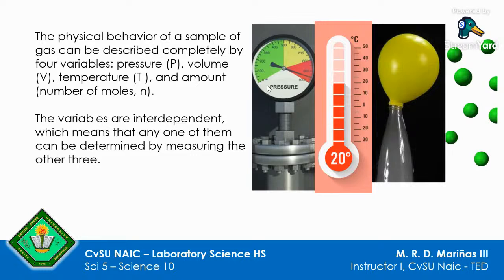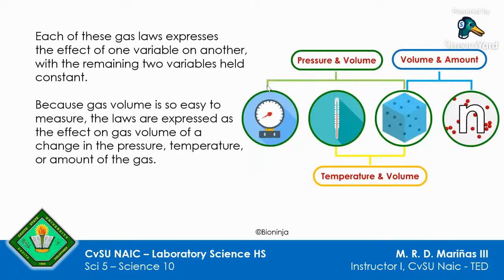So ibig sabihin, these four variables, once na alam natin yung mga values nila or at least three of those values, pwede nating makalkula kung ano yung natitira pang mga variables na kailangan nating i-solve sa mga gas laws na ito. So, in this case, each of these gas laws expresses the effect of one variable on another, with the remaining two variables held constant. So, in this diagram, for example, you have pressure and volume, you have volume and amount, and you have temperature and volume, given that the remaining variables are held constant.